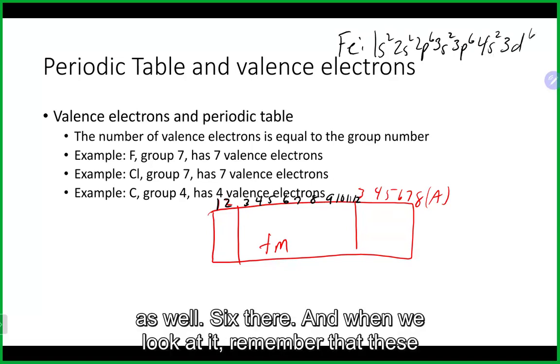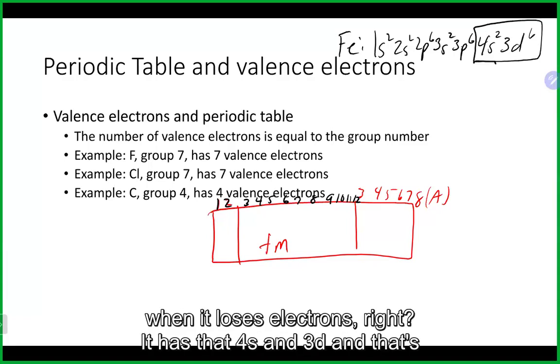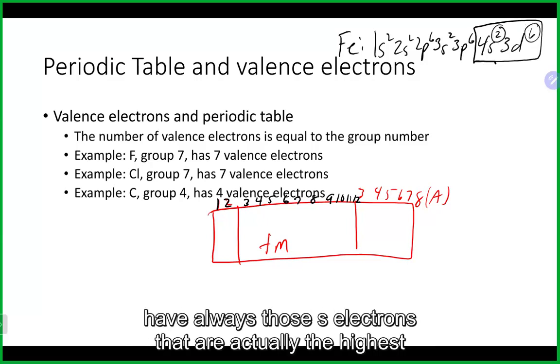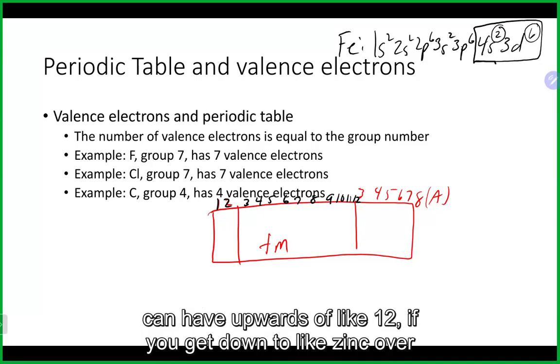When we look at it, remember that these are the highest energy levels, as we were just talking about when it loses electrons. It has that 4s and 3d, and that's 2 and 6 is 8. Because the transition metals always have those s electrons that are the highest energy level, and they also have the d available to them, they can have upwards of 12 if you get down to zinc over there.